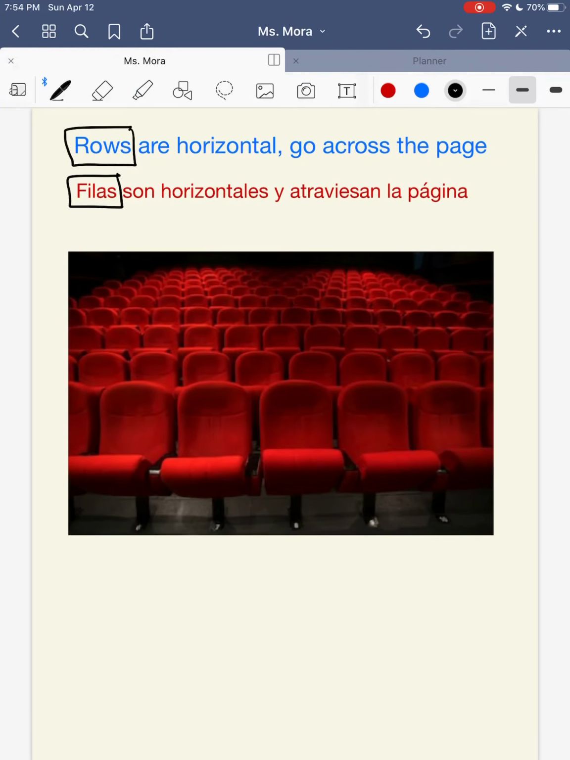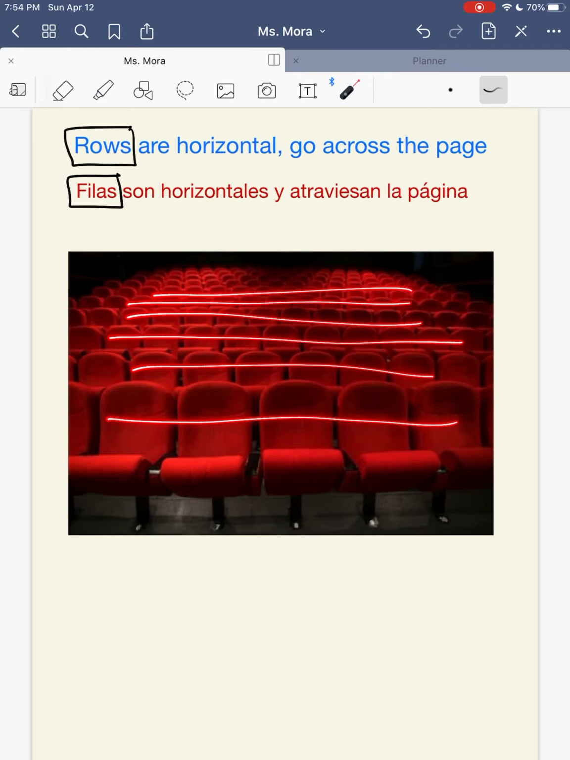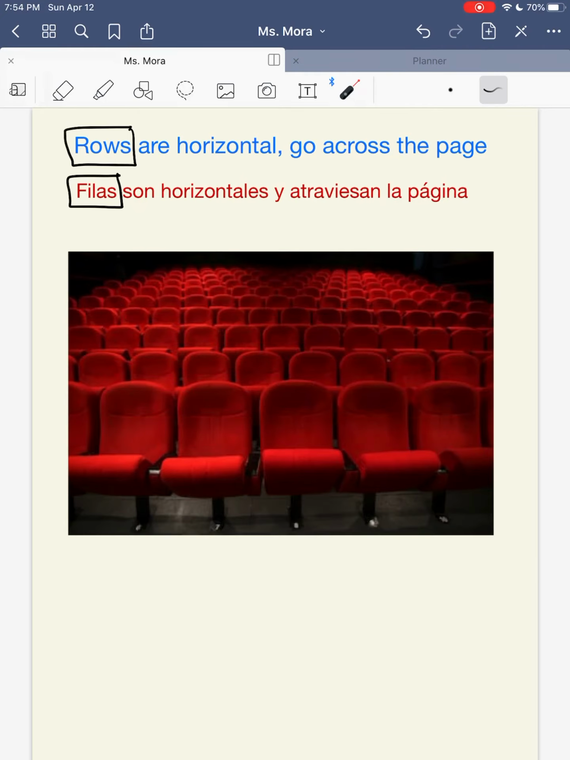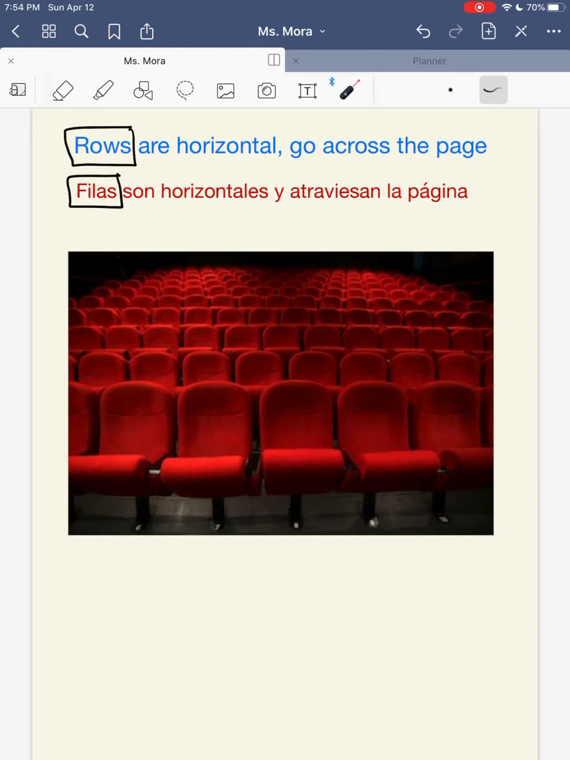So rows, like we learned last week, are horizontal and they go across the page. Just like when you go to the movie theater, the seats are in rows. They're going across the page and you sit next to your family and your friends. So la semana pasada aprendimos que las filas son horizontales y atraviesan la página, así como cuando vas al cine y te sientas en filas junto a tu familia. Alrighty guys, so rows go across the page. Las filas van atravesadas de la página.